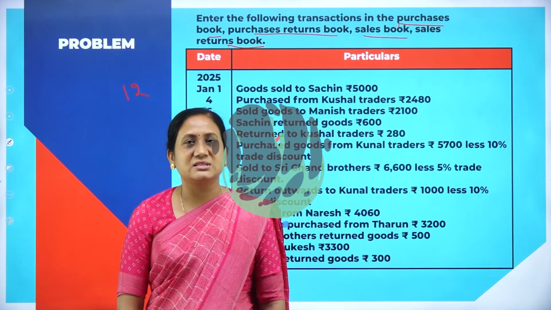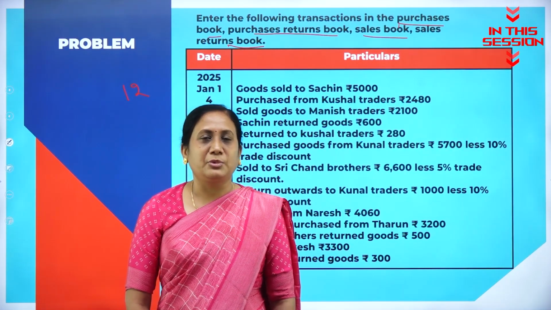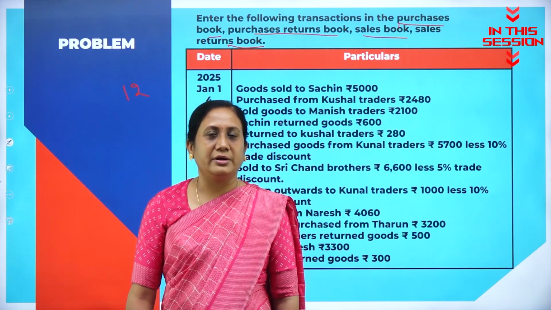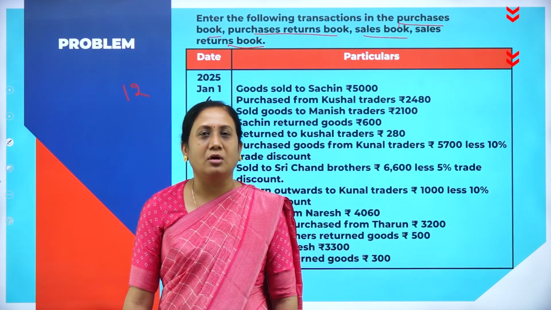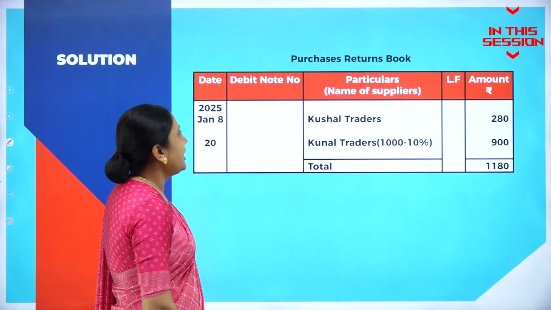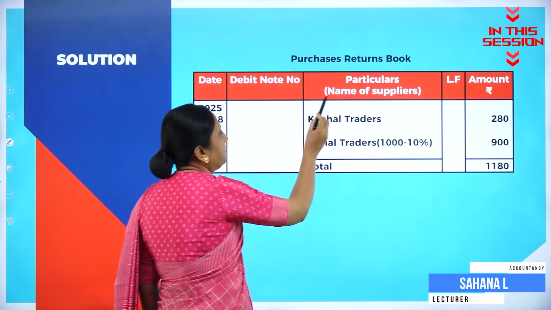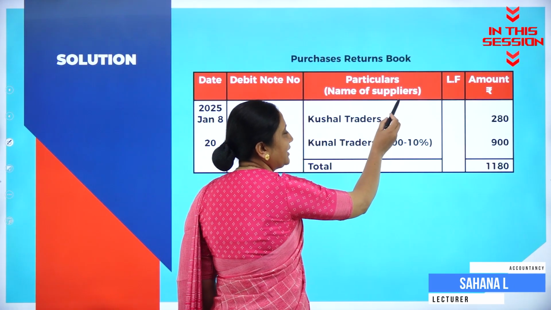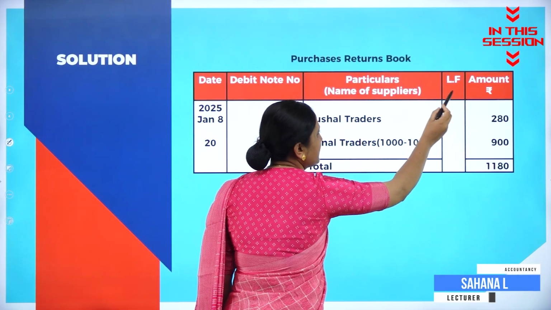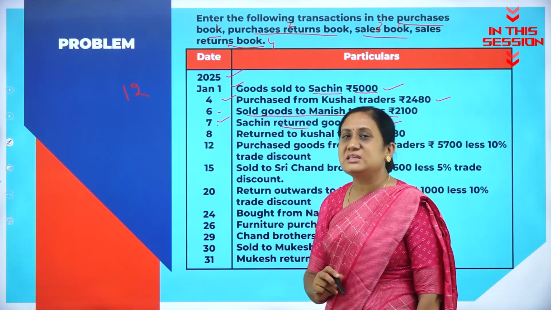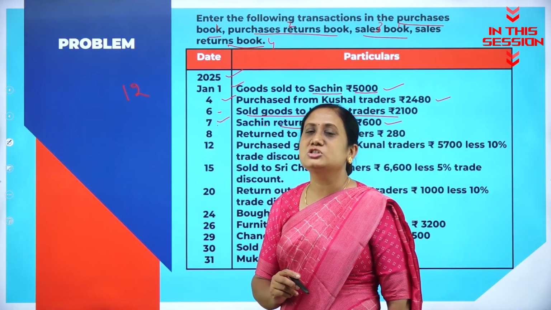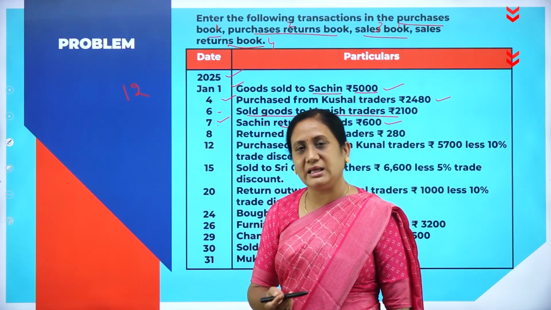Any credit purchases, those types of transactions will be recorded into a separate subsidiary book called the purchases book. And also the purchases returns book: date, debit note number, particulars, name of the suppliers, LF, amount. LF is ledger folio. Whenever sales returns is given in the problem, we should record sales returns in the sales returns book.